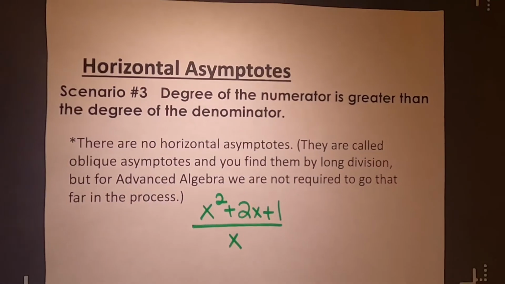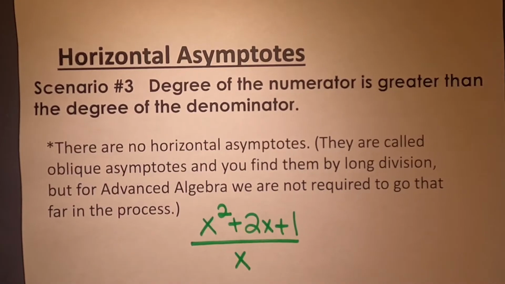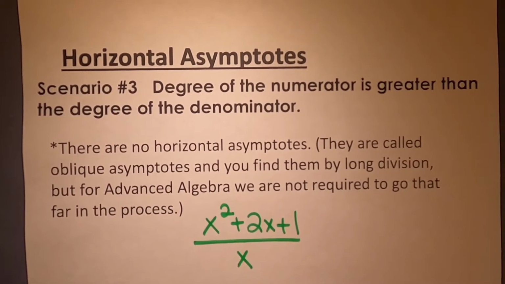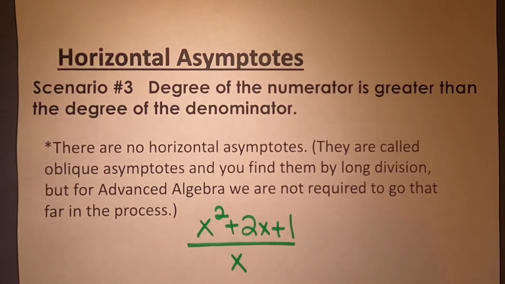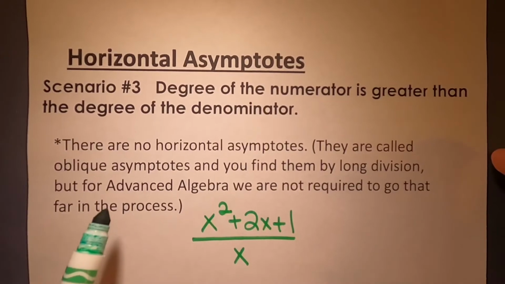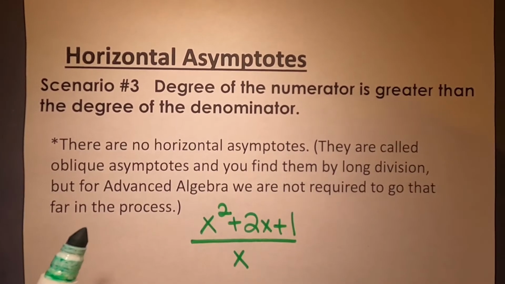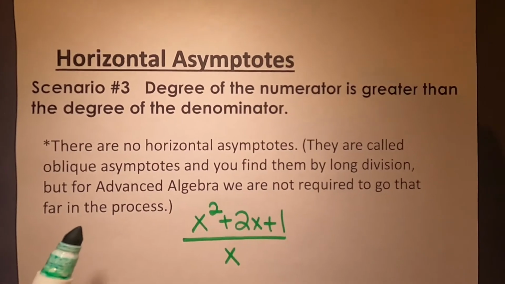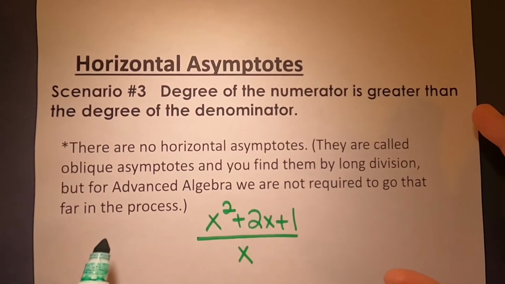The third scenario tells us that if the degree of the numerator is greater than the degree of the denominator, then we actually have no horizontal asymptotes. They're actually called oblique asymptotes, and you'll find them by using long division. It ends up being something that we like to call a slant asymptote.